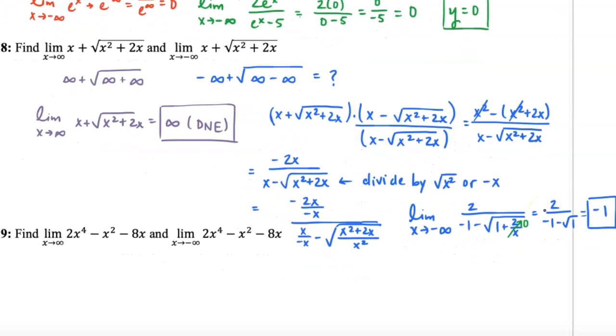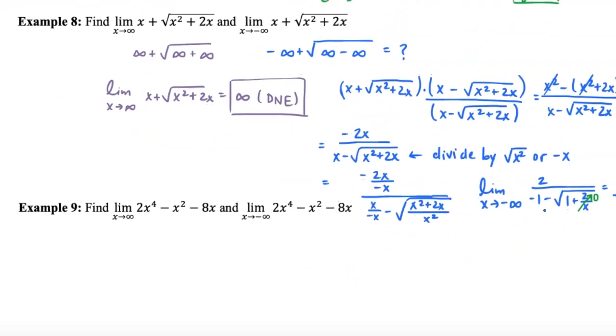All right, one more problem. Now we've got the limit as x approaches infinity of 2x to the 4th power minus x squared minus 8x, and we've got the same deal as x approaches negative infinity. So first, as x approaches positive infinity, what's this going to give me? Well, plugging in infinity, I get 2 times infinity to the 4th power. All right, that's a positive infinite value, minus infinity squared, so minus infinity, minus 8 times a positive value, that's another minus infinity.